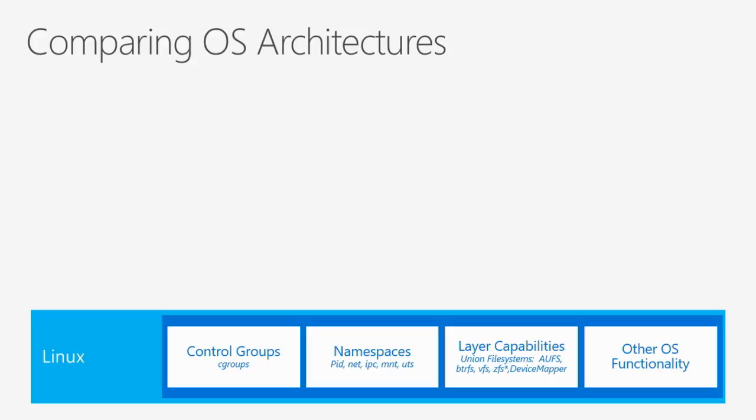Then we have layered capabilities. When you build a Dockerfile, it actually builds up layers, which is really neat when you start making changes to your applications. You're really just pushing the delta in the images to your running containers. So it allows you to really quickly update running containers with new code, which is really useful in continuous integration, continuous deployment scenarios.